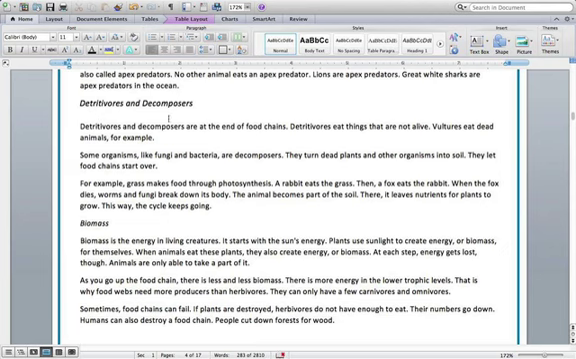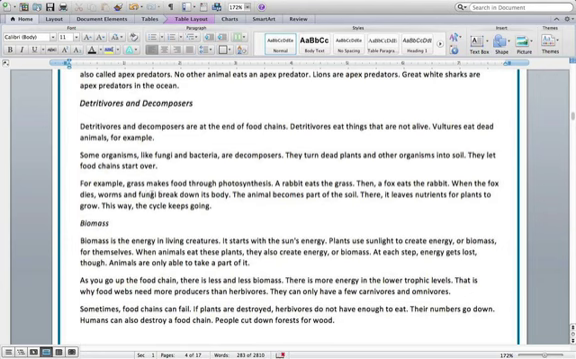Detritivores and decomposers. Detritivores and decomposers are at the end of a food chain. Detritivores eat things that are not alive. Vultures eat dead animals, for example. Some organisms, like fungi and bacteria, are decomposers. They turn dead plants and other animals into soil. They let food chains start over.